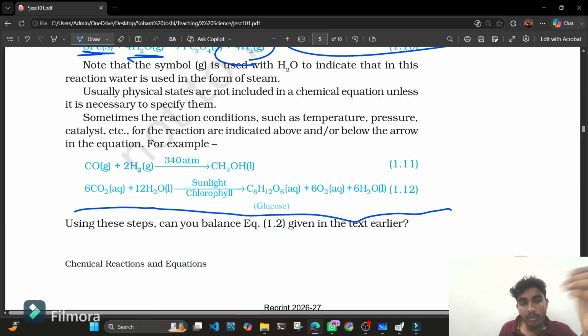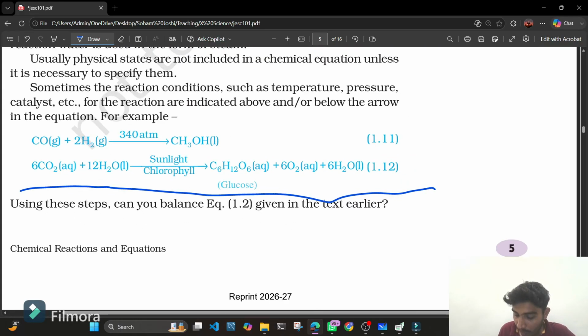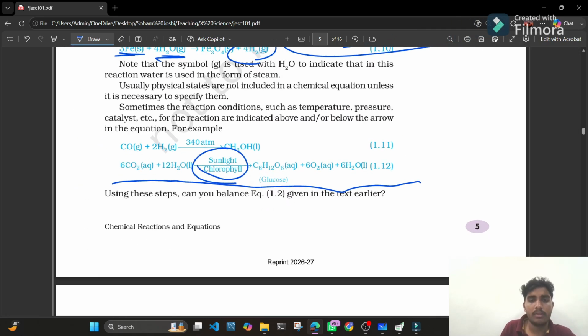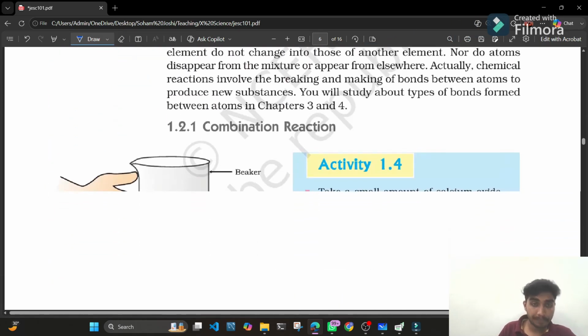So basically, in photosynthesis, sunlight and chlorophyll are also used. These are written on top of the arrow, that's how we write it. So basically this is the total process. Okay, I hope this is clear.